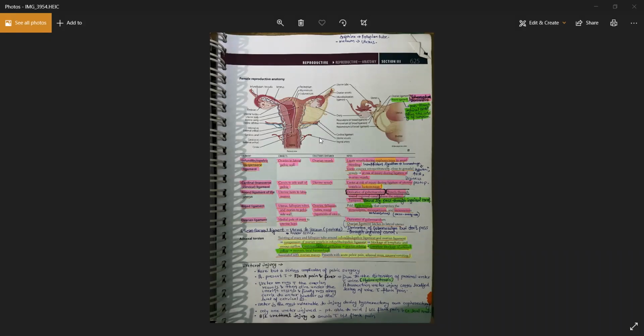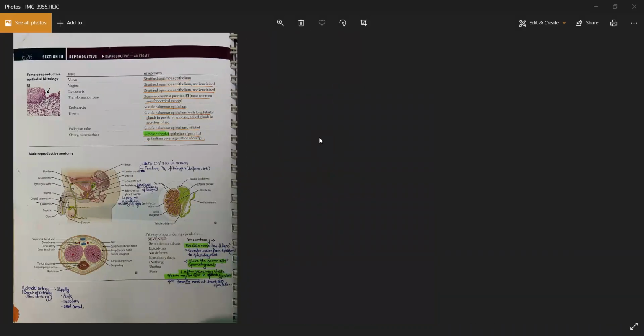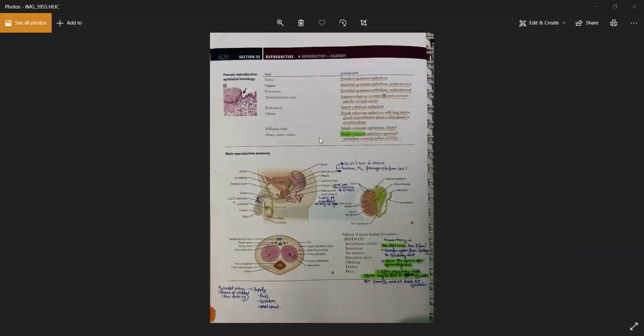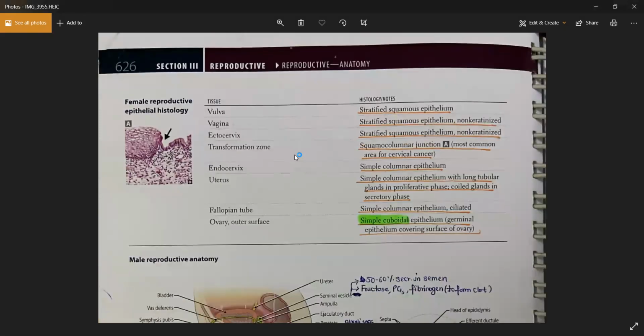Okay, so now let's discuss the histology of the female reproductive tract. On the outermost, you have the vulva, which is made up of stratified squamous epithelium. What does stratified mean? Multiple layers. The cells present here, as you can see, are always in multiple layers. You call it stratification.